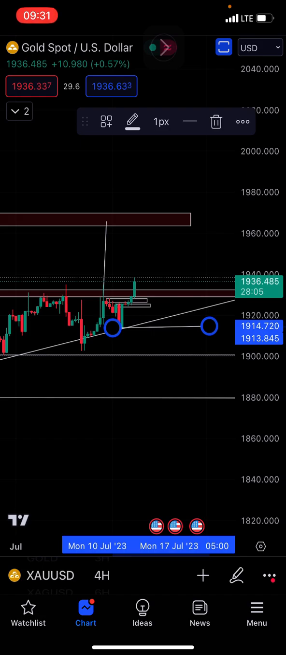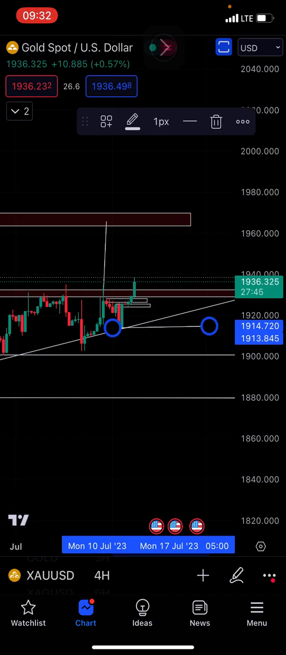So that's a 200 pip stop loss. Now I have reduced my risk and money management from one lot to accommodate my 100 pip stop loss, and put 0.5 to accommodate 200 pip stop loss. So I'll be taking 1934, or I'm supposed to wait for a break above.